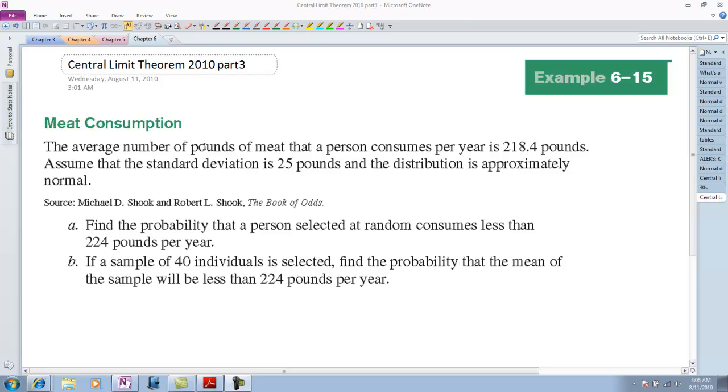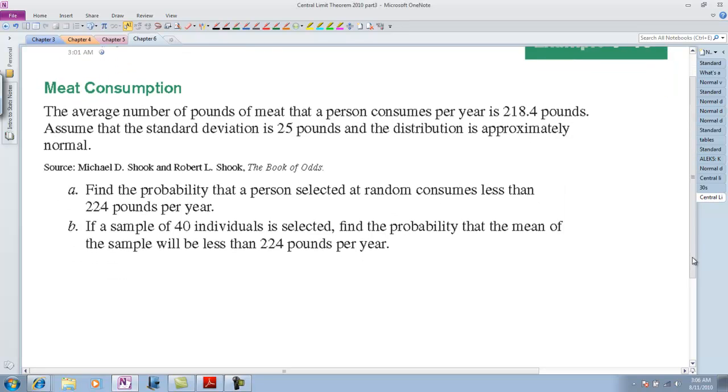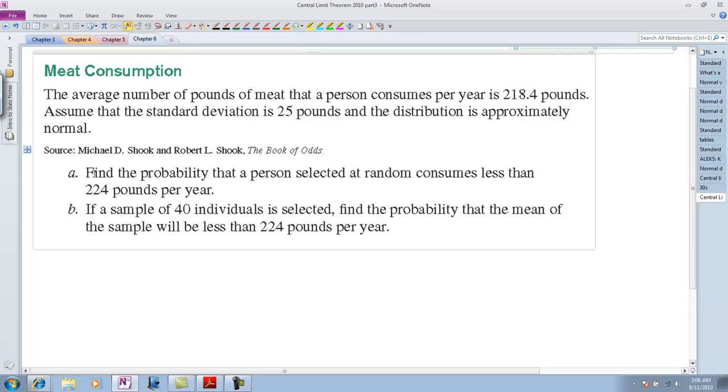The average number of pounds of meat that a person consumes per year is 218.4 pounds. So that's how much I weigh, about, I don't know. Assume that the standard deviation is 25 pounds and the distribution is approximately normal. What I like about this example, and the reason I chose it, is because there are two parts to it. First part, find the probability that a person selected at random consumes less than 224 pounds per year.